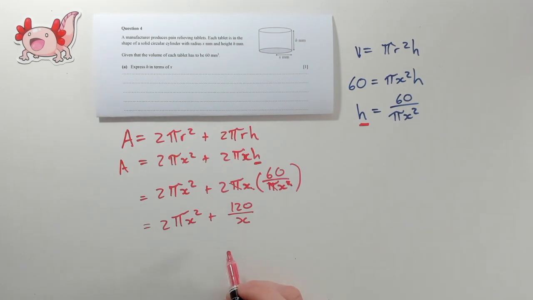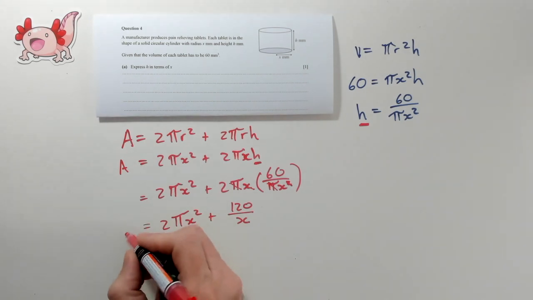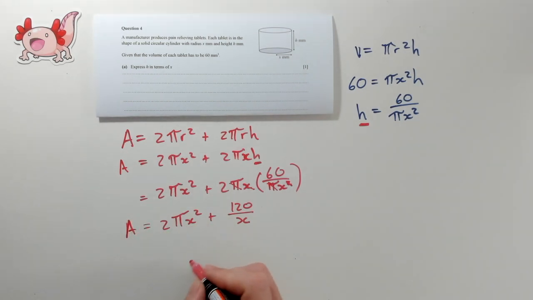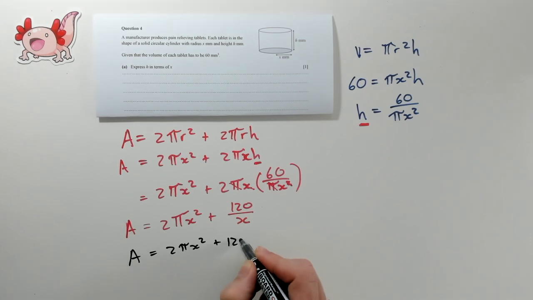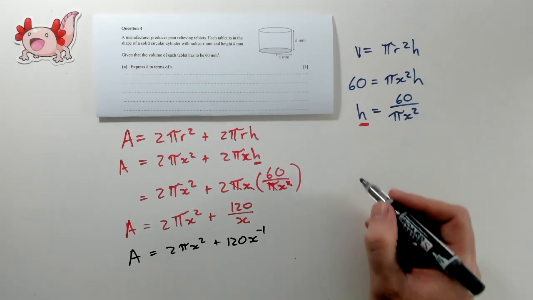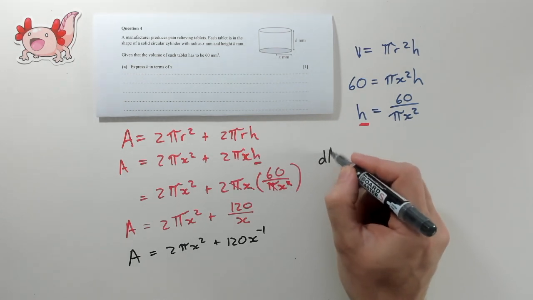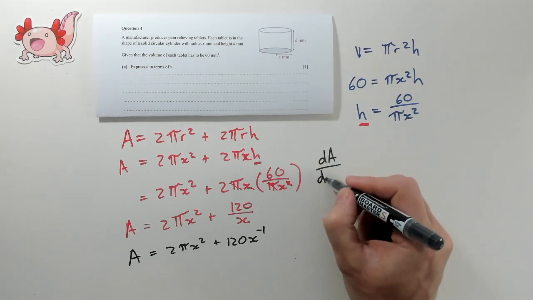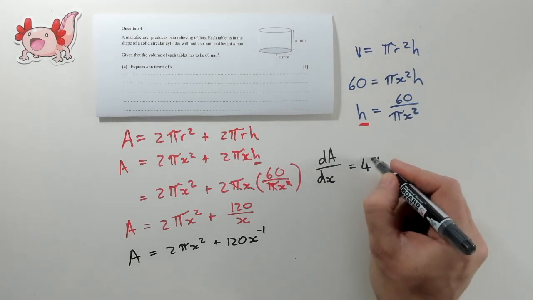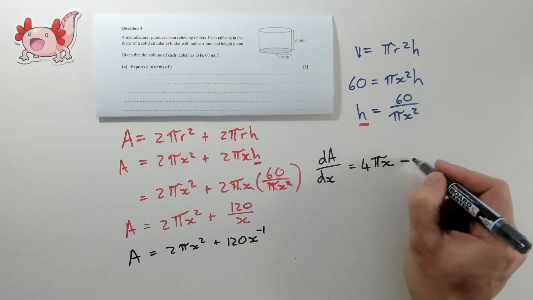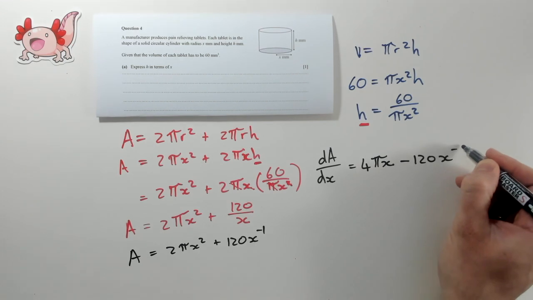Pretty simple enough. And the next part of the question is find the value of x, which A is a minimum. So now we basically just have to derive, and I'm going to rewrite this so that it's a little bit easier to derive. A is equal to 2 pi x squared plus 120x to the power of -1. And I'm going to derive it here. So dA, change in A with respect to x, is going to give me a 4 pi x, and that's minus 120x to the power of -2.